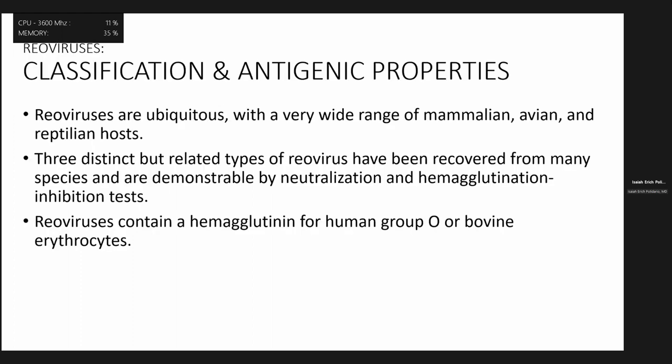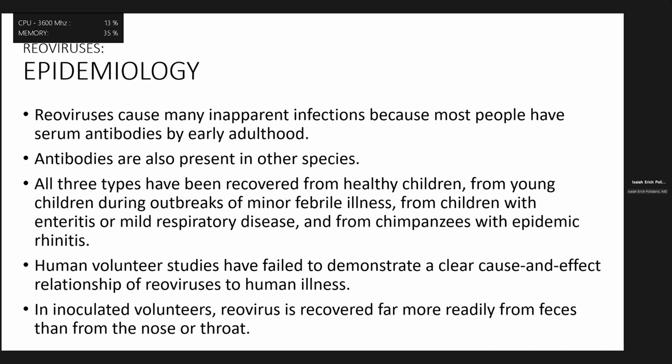For reovirus, they are also ubiquitous with a very wide range of mammalian, avian, and reptilian hosts. There are three distinct but related types of reovirus that have been recovered from many species and are demonstrable by neutralization and hemagglutination inhibition tests. Reoviruses contain a hemagglutinin for human group O or bovine erythrocytes. For its epidemiology, they cause many inapparent infections because most people have serum antibodies by early adulthood, and antibodies are also present in other species.